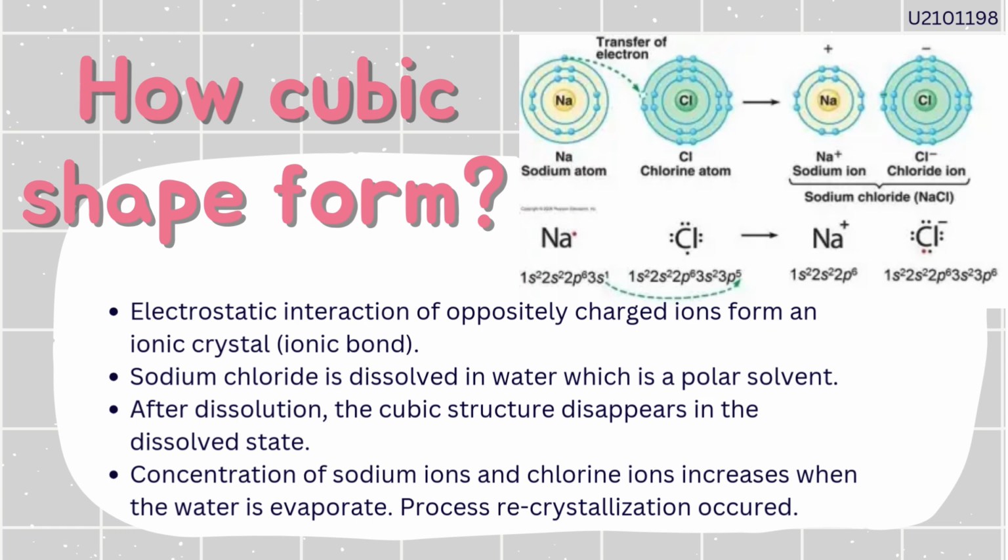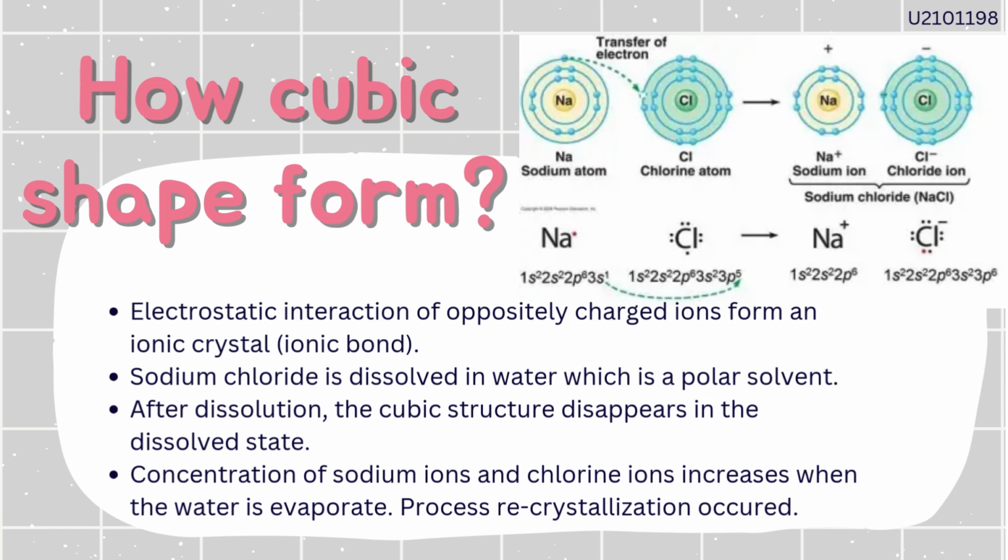When sodium chloride is dissolved in water, cubic crystal structure does not remain in the solution. The polar water molecules interact with sodium ions and chlorine ions in the solid crystal. The positively charged hydrogen atoms of water are attracted to the chlorine ion, which is negatively charged, and oxygen atoms are attracted to the positive ion, which is sodium ions. These interactions are strong enough to break apart the ionic bond between sodium ion and chlorine ion, causing the crystal structure to dissolve. After dissolution, the sodium ions and chlorine ions are no longer arranged in the cubic structure.